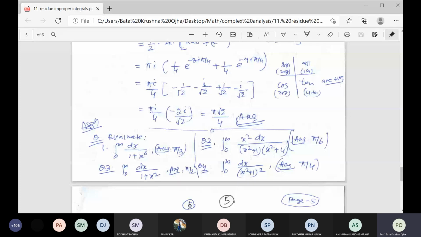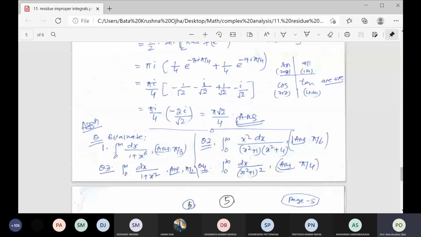If you have doubt, I will discuss with you about these questions. Otherwise, I have given 6 questions. You have to solve them and check whether my answer is correct or not. Sometimes I have given the wrong answer, so you have to match it.